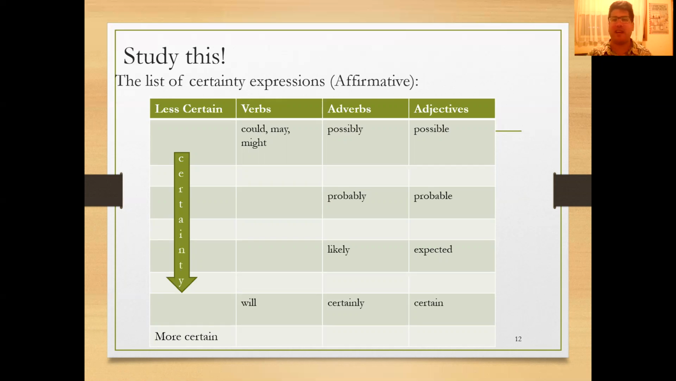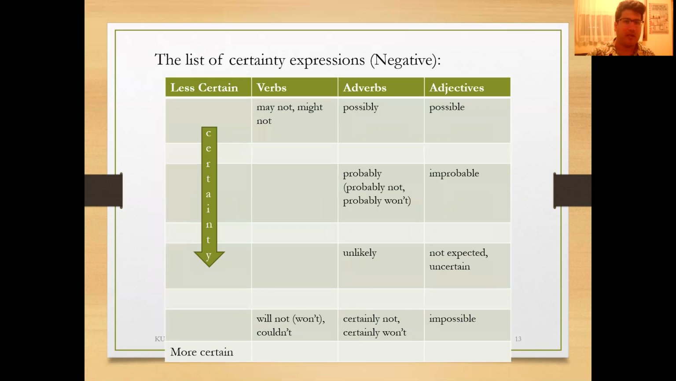Then we have the adjectives, possible, probable, expected, and certain. All right, then we have the negative uses of these expressions of certainty. So again, we have the arrow here. We have less certain down to more certain.